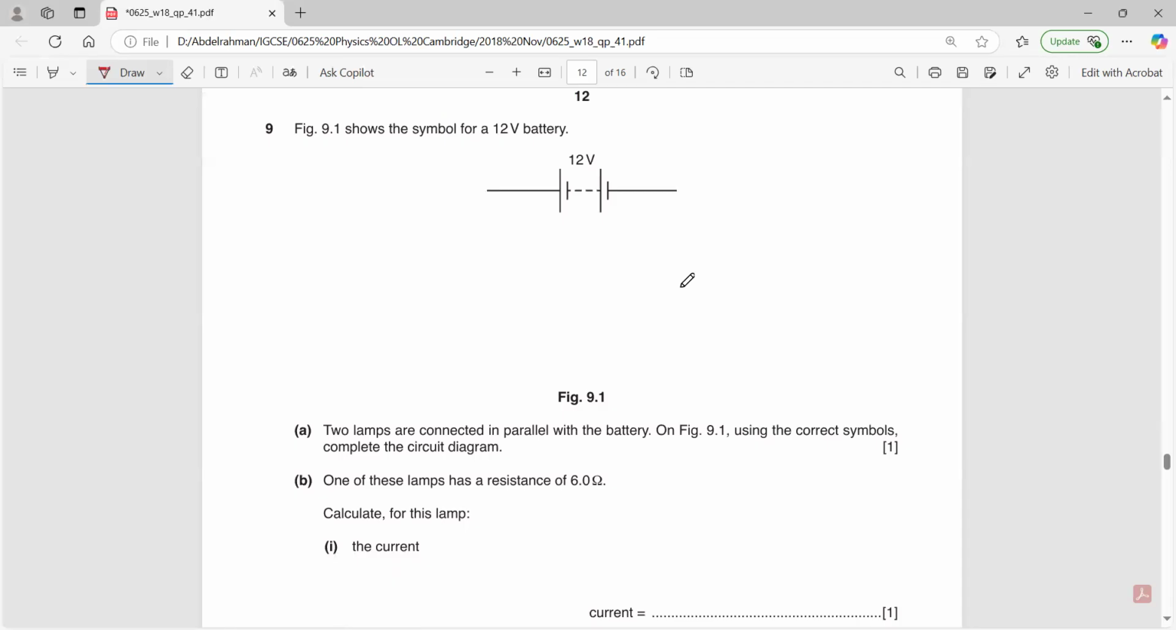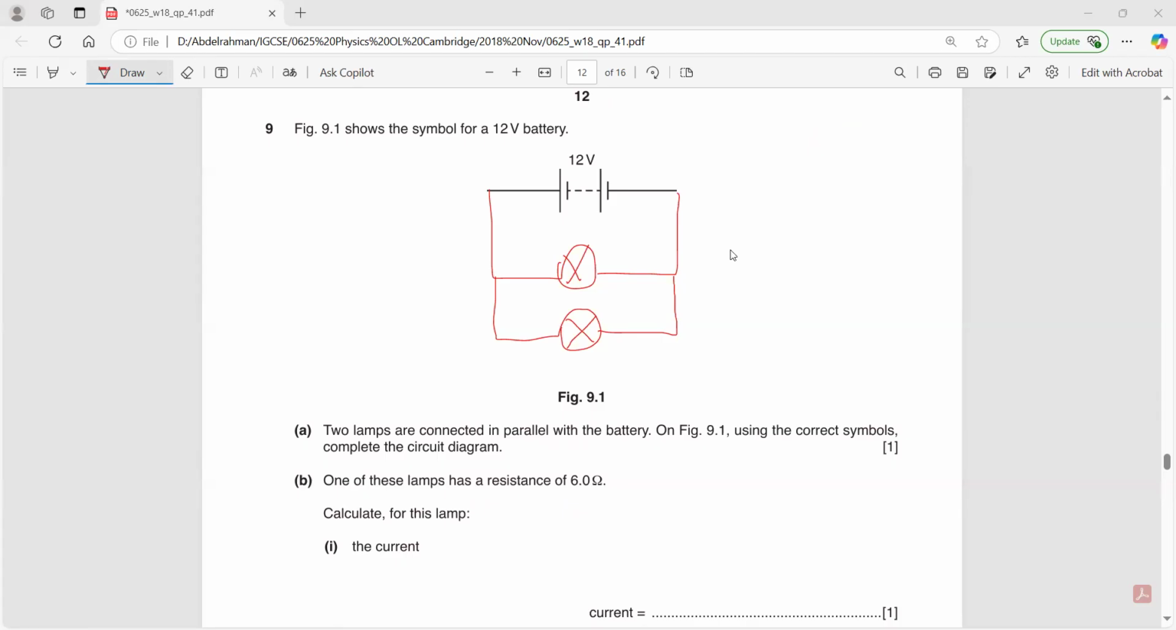Question 9 shows a symbol for a 12-volt battery. Two lamps are connected in parallel with the battery. Using the correct symbols, complete the diagram. All you need to do is draw two lamps. One lamp, and another lamp. Probably the easiest mark you'll ever get in paper 4. This should be a paper 6 question, but this is a paper 4 question. That's why this is the easiest mark you will get in paper 4.